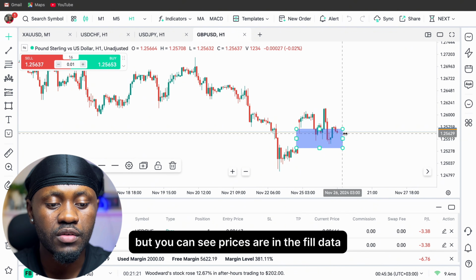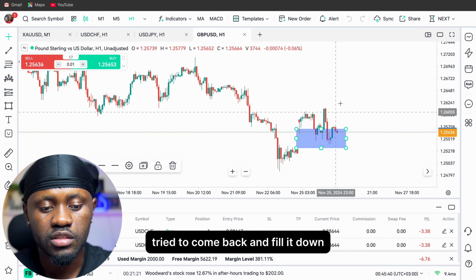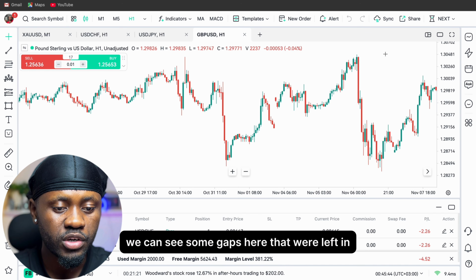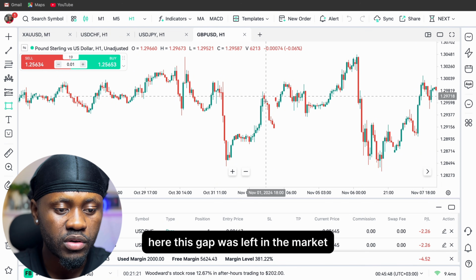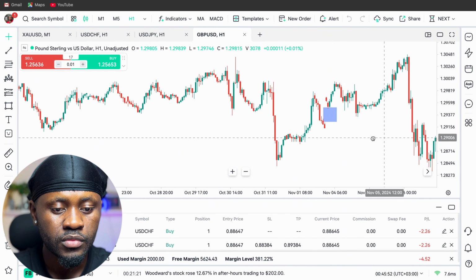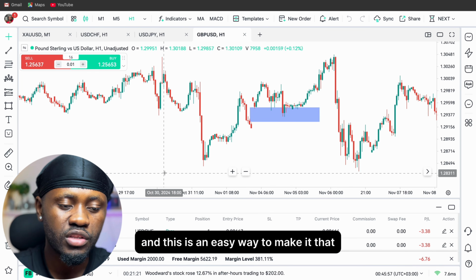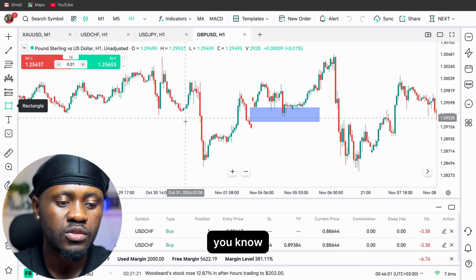But you can see price has already filled it up, not all of it, but you can see how price has tried to come back and fill it, as you can see. And when you look at its history, we can see some gaps that were left in the market. Like here, this gap was left in the market, and you can currently see how price came back and filled it. So this is a very important gap, and this is an easy way to make a quick buck when the wick opens. This is always the first quick buck.